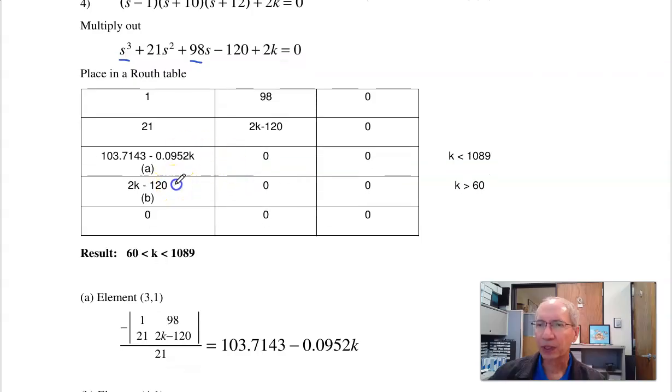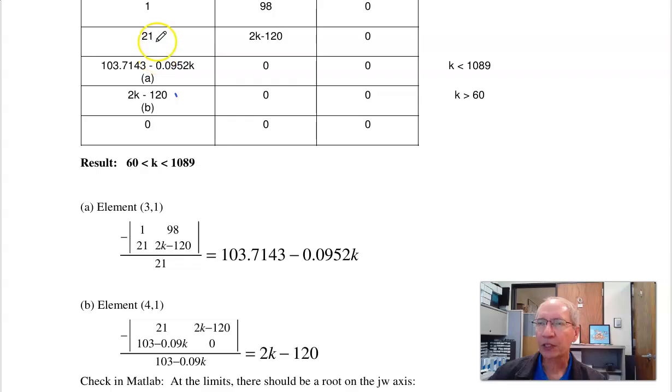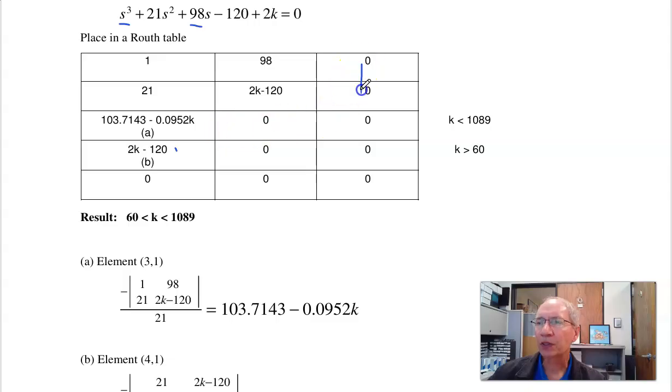Next row, this guy right here, take the previous two rows. That'll be the determinant of minus 21, 103 minus 0.09k, 2k minus 120, 0, over this term. Gives you 2k minus 120. Next row, and so on. And there is a shortcut. When I have a 0, 0 to the right, the 0 comes down. When there's a single 0, this term drops down immediately. This one you got to work for.